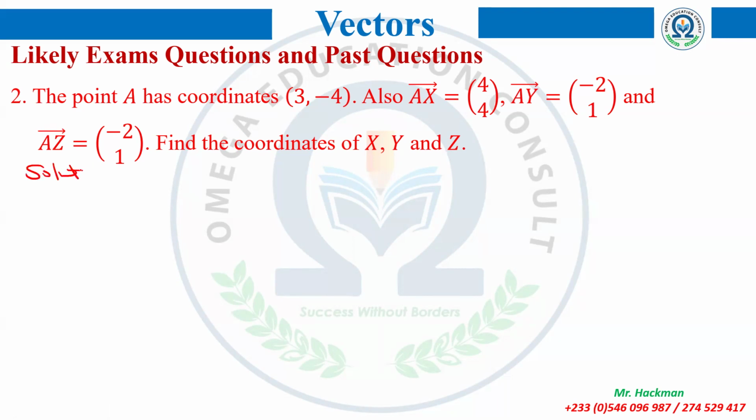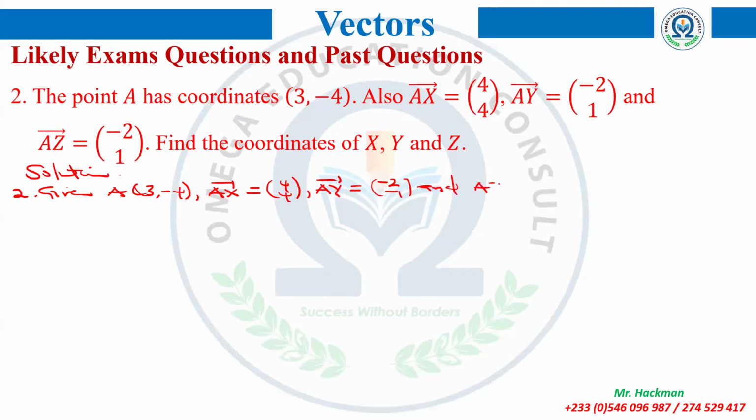So solution, question 2. What are we given? We are given the point A, which is (3, -4). Then we also have the AX vector equal to (4, 4). Then we have the AY vector equal to (-2, -1). And your last vector, the AZ vector, is equal to (-2, 1).